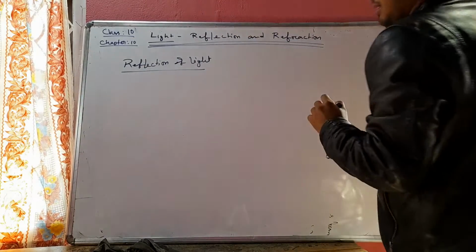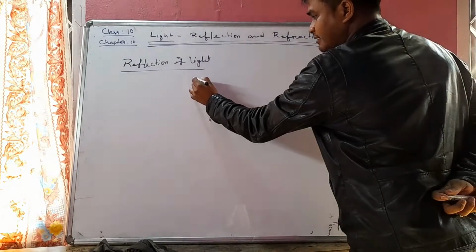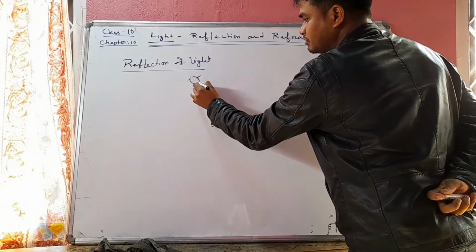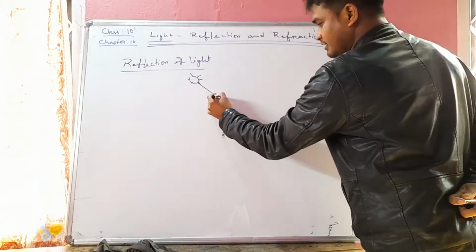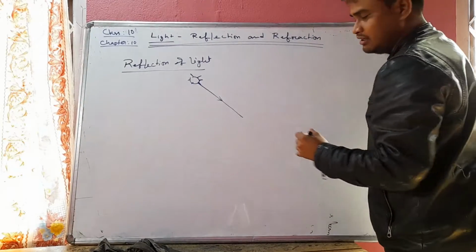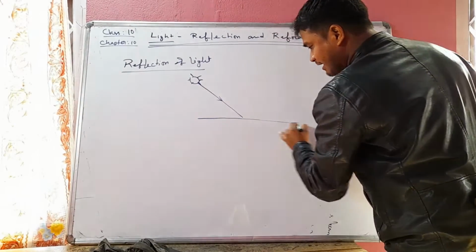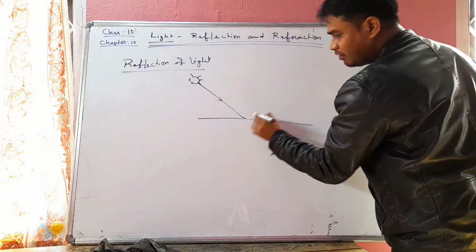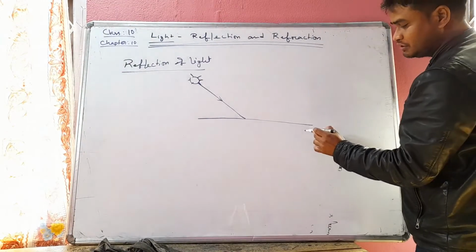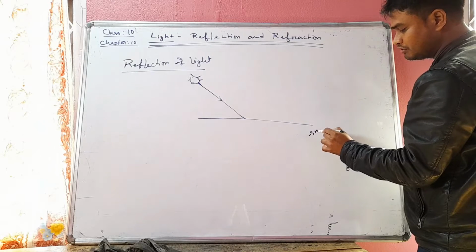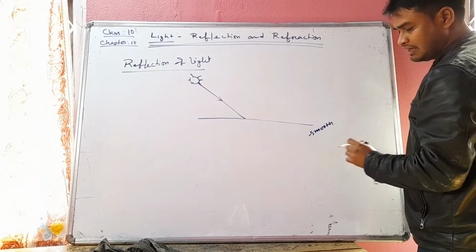When light comes from a source, it travels in a straight line and strikes a surface. This surface, for reflection, should be smooth and polished.